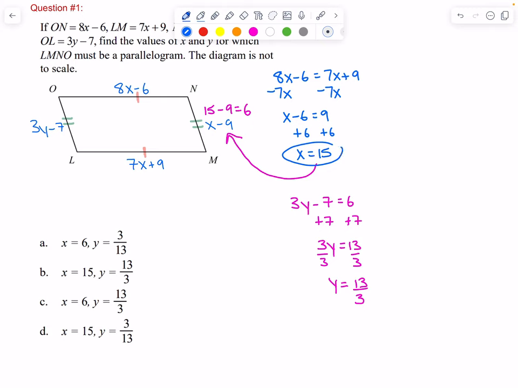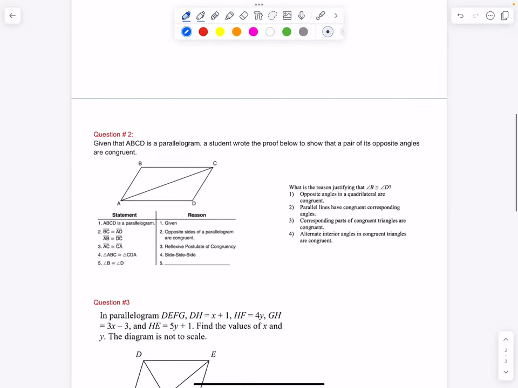So x equals 15. So I see I got x equals 15 for B and D, but not A and C. So let's mark those out. And then y equals 13 thirds. So you just want to be careful not to choose D and make sure to get B, which has the right combination of x and y. All right, let's look at another question.